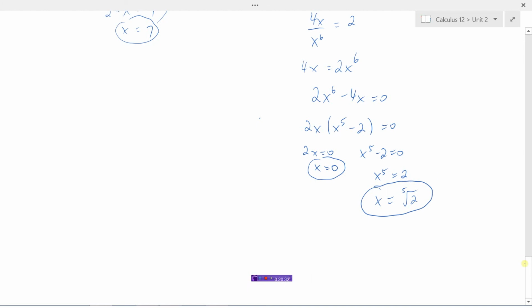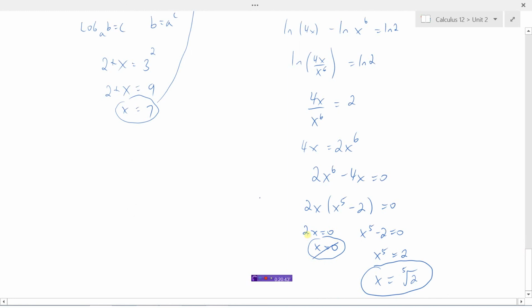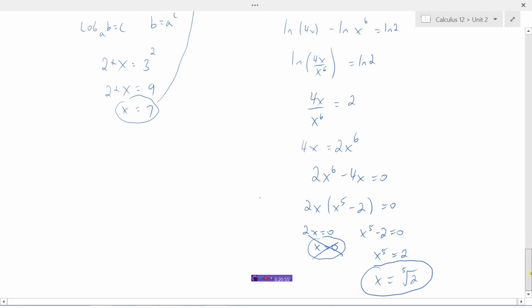I'm just going to double check. If I go back and put 0 in my original question, I get the natural logarithm of 0. I can't take the log of 0, so this one cannot exist. The fifth root of 2, if I multiply that by 4, that's positive, that's okay. If I take the fifth root of 2 and I square it, that's going to be okay. So my only solution would be x equals the fifth root of 2. So there's some review again of exponential and log functions and equations.